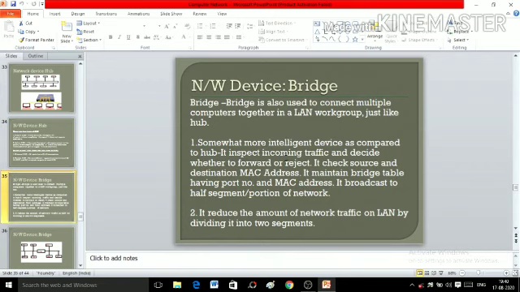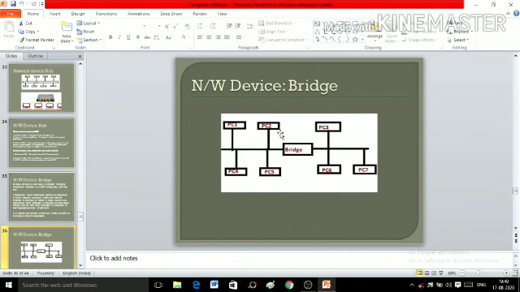Now what is the meaning of this forward or reject? Suppose now PC1 wants to send a message to PC4. In that case, the bridge will not forward the message to the network segment on the right hand side. It will just pass on the message to PC4, which is also present on the left hand side.